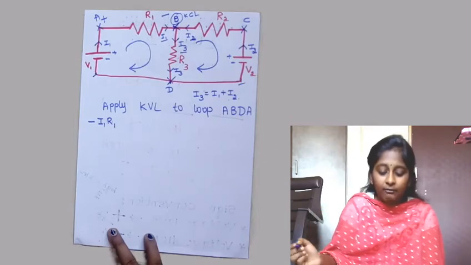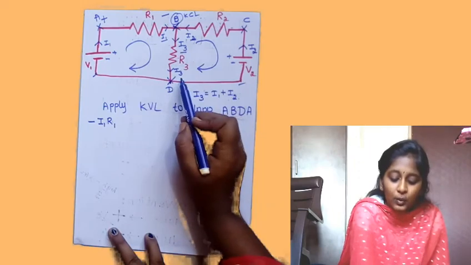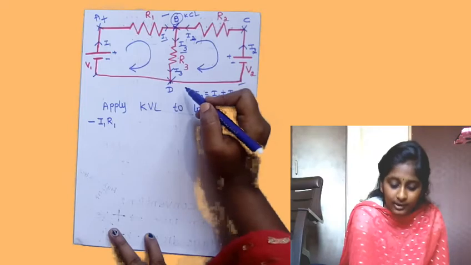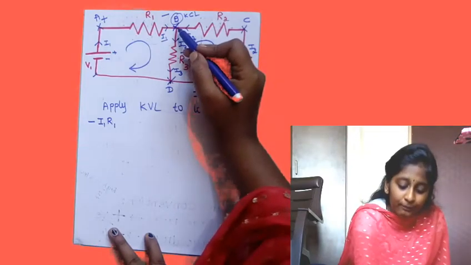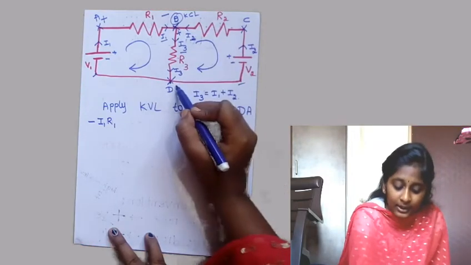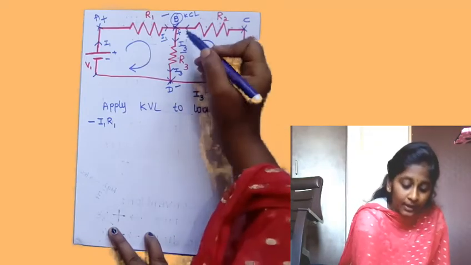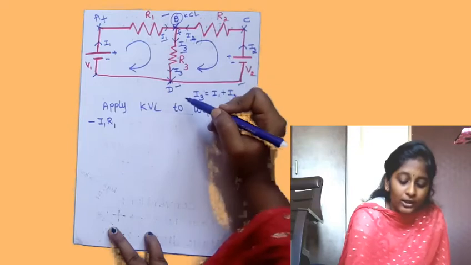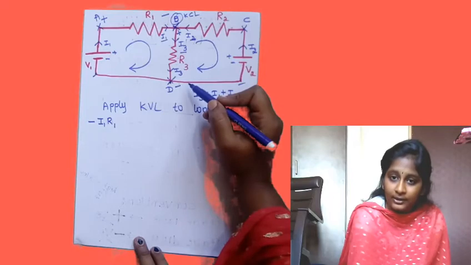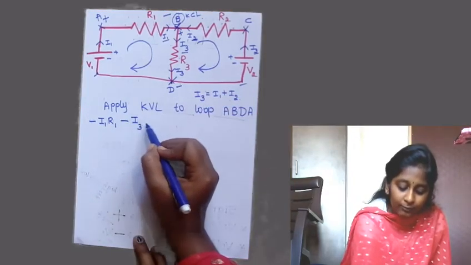After R1, I have to consider R3. That is, I3 is passing through R3, and again we have to take sign convention for this also. The current is flowing from node B to node D. That is, B is at positive and D is at negative, because current is flowing from higher to lower potential. Now, here the voltage drop takes place. Therefore, we have to take a negative sign for our voltage drop across R3. That is minus I3 into R3.